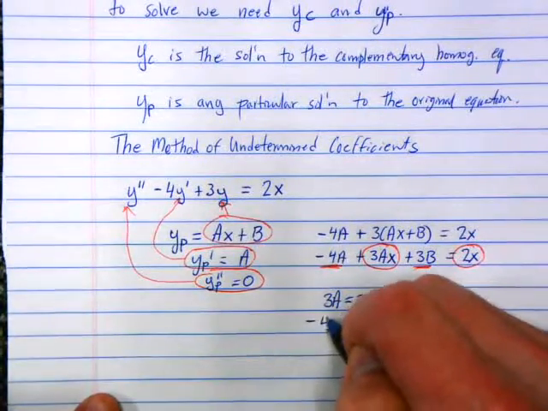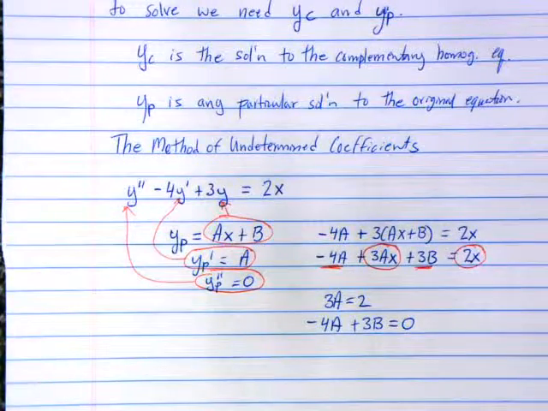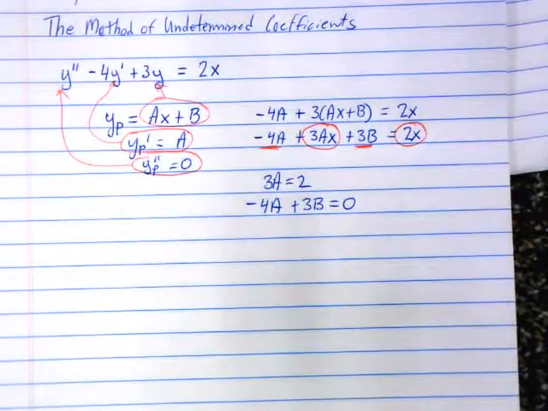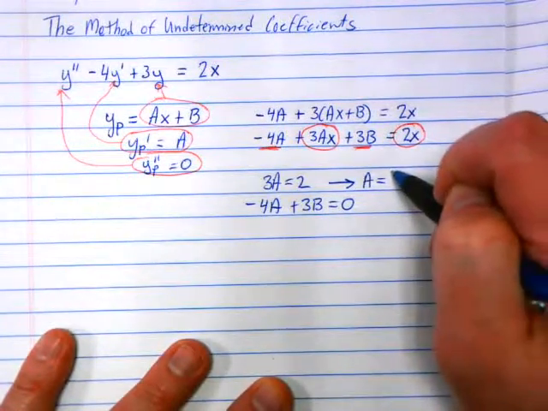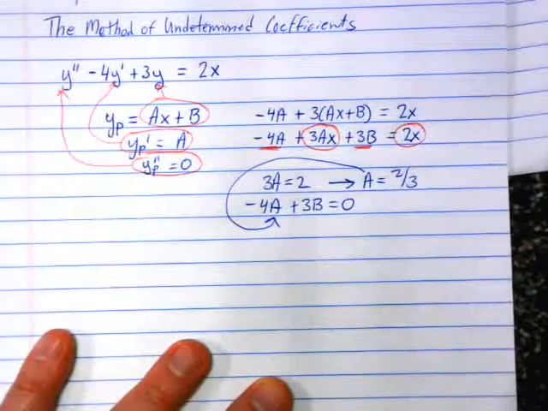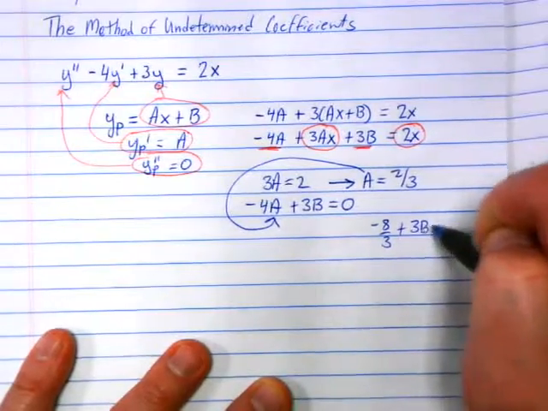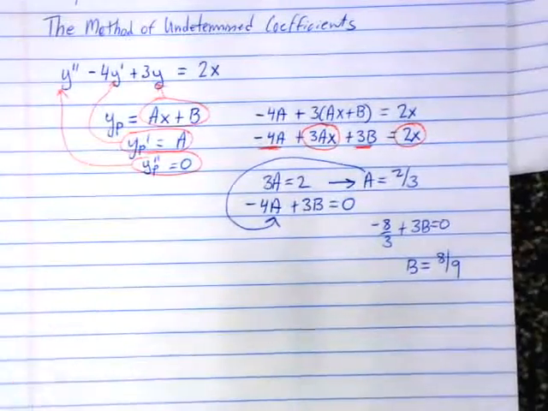So notice what we get. We're having this happen an awful lot in this class recently. We get a system of equations. 2 equations with 2 variables. Fairly easy system of equations to solve. I would not use a matrix, but you could if you wanted to. A is 2/3. Take that, plug it in right there. That's going to give you negative 8/3 plus 3b is 0. Solve that equation, you get b is 8/9.